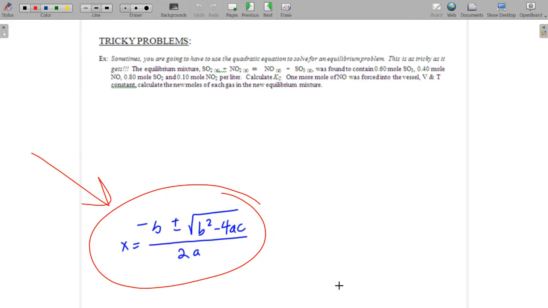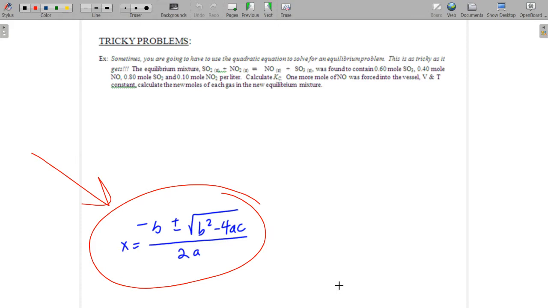However, I am a chemistry teacher and I have kind of a sick math mind. So I'm going to go through how to do this tricky problem with you, just so that you feel comfortable and confident with how to work through this. But sometimes you're just going to have to use the quadratic equation.